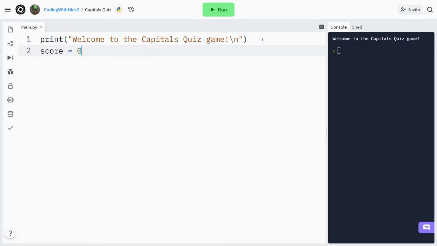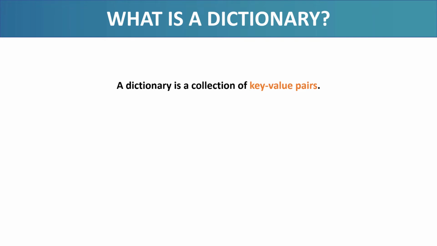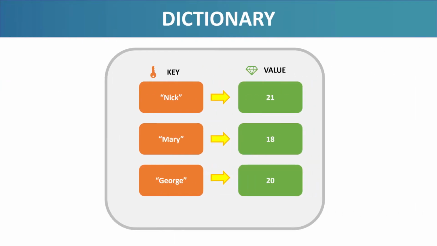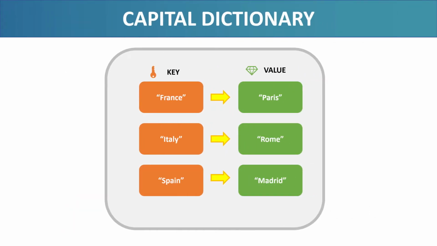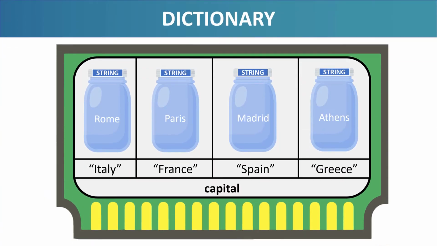Score is equal to 0. Now let's create a dictionary that will hold the countries and the capitals. As we said in the previous video, a dictionary is a collection of key value pairs. Each key is associated with a value, and you can use that key to get the value associated with that key. So the dictionary is ideal for a situation like this, where we have a country and a capital. In this case, the key value pair is country, capital. The keys in the dictionary we are going to create are going to be the countries and the values, the capitals of the countries. So the dictionary will look something like this.